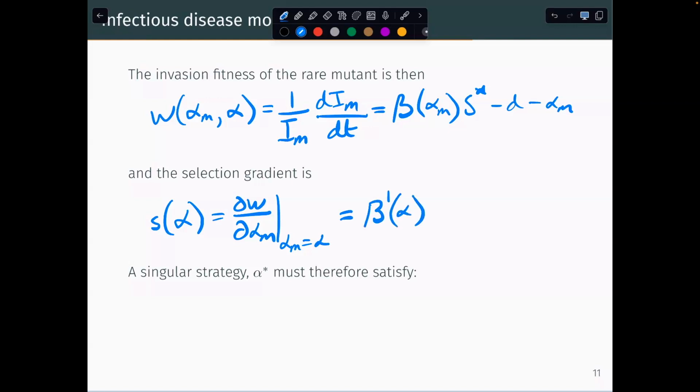S star is a function of alpha, so it's just treated as a constant. The d drops out, and we end up with a -1, which is taking the derivative of alpha m with respect to alpha m. Okay, this is just linear in alpha m at the end. This is our selection gradient, and therefore our singular strategy must satisfy what?